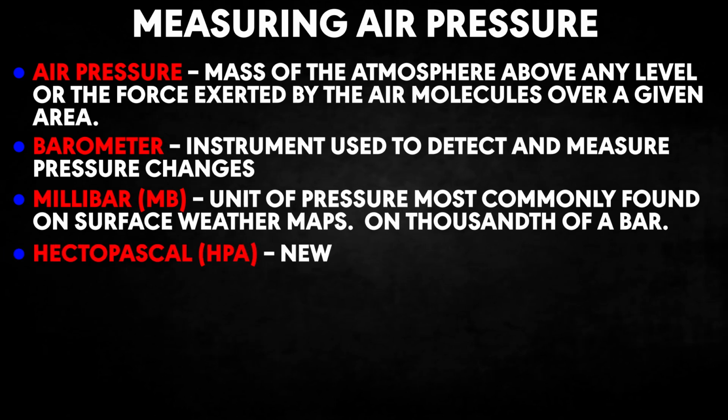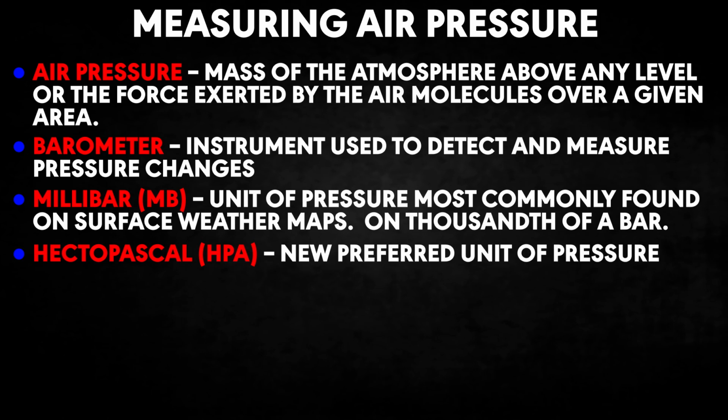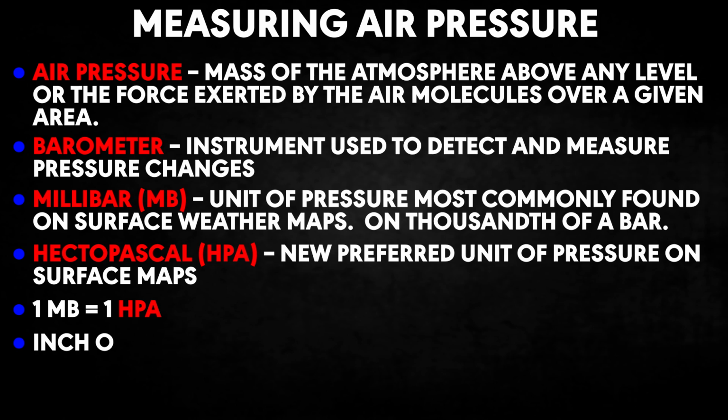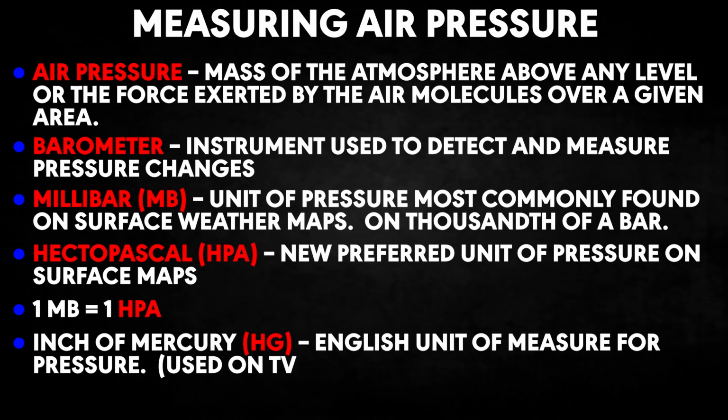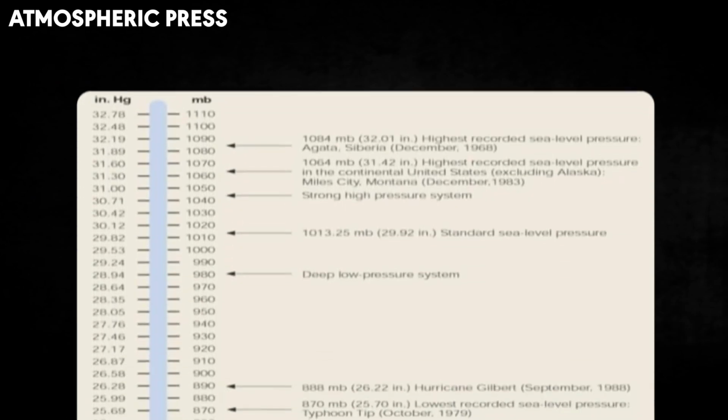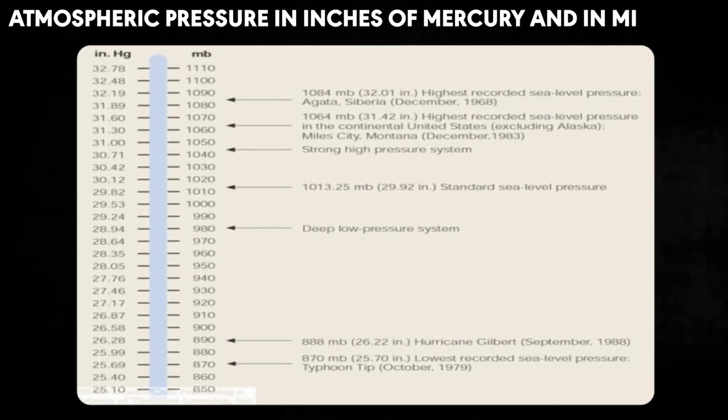Hectopascal, hPa: new preferred unit of pressure on surface maps. 1 mb equals 1 hPa. Inch of mercury, Hg: English unit of measure for pressure. Used on TV quite a bit. Atmospheric pressure in inches of mercury and in millibars.